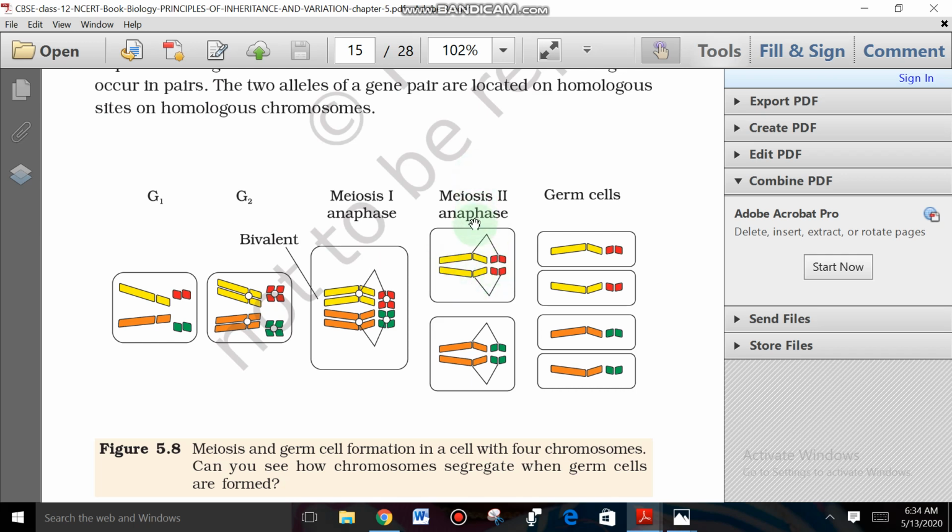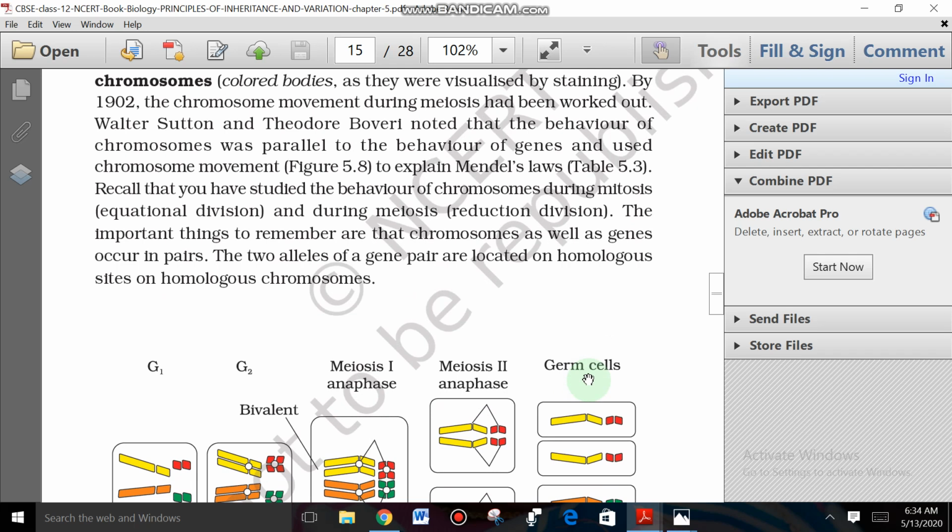So meiosis 2 anaphase. In this, the chromosomes are pulled towards the poles, and from this cell two cells are formed, and from this cell two cells are formed, and each chromosome reaches each cell, or each gamete. See, the first chromosome reaches this cell, the second chromosome reaches this cell, the third chromosome reaches this cell, and the fourth chromosome reaches this cell. You got it or not? So the explanation given in NCERT, the complete explanation is not there.